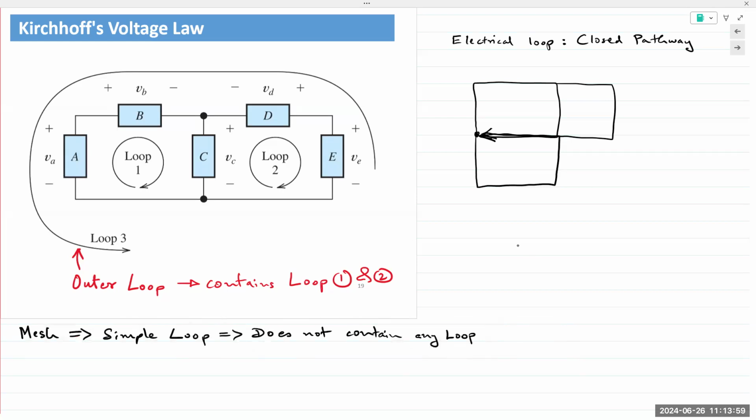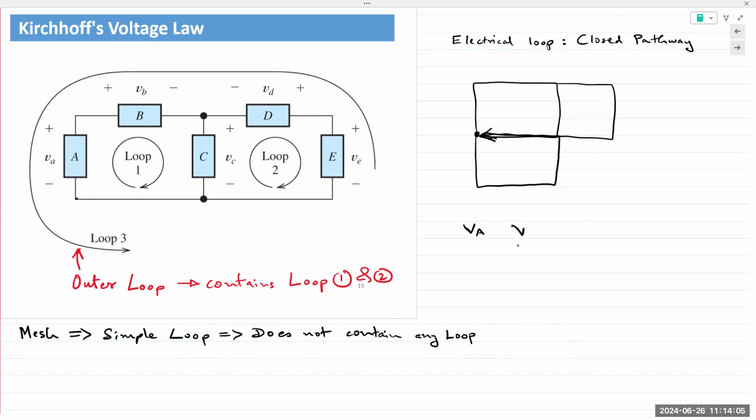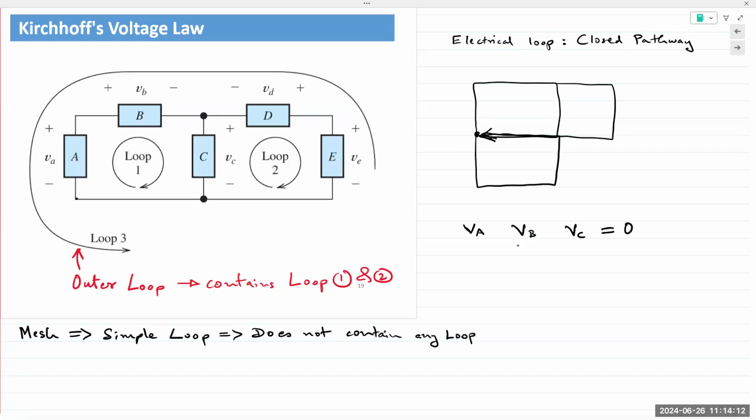So if I take loop 1, and I start at the bottom left corner, I have VA, VB, and VC, all summing up to 0. You have 3 voltages in loop 1, A, B, and C. So VA, VB, VC. The polarity of these voltages is already given to us. So I can start plugging in my values.